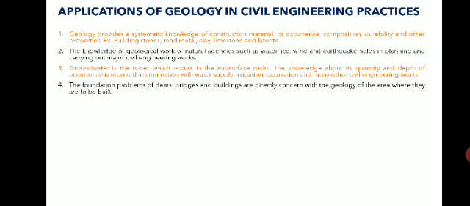Then the foundation problems of dams, bridges and buildings are directly concerned with the geology of the area where they are built. So starting from site selection of a dam or a bridge or a building, you must know the geology of that particular area where it should be constructed. Big structures like dams and bridges need proper site selection, because it plays a very important role. Suppose you are constructing a dam, then you must select a site in such a way that it is a narrow valley, because if the valley is narrower, your construction cost will be reduced. You can construct a smaller dam, right?